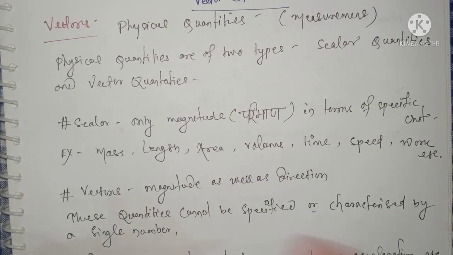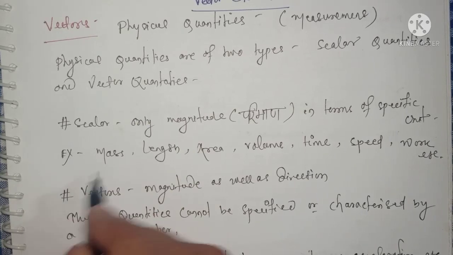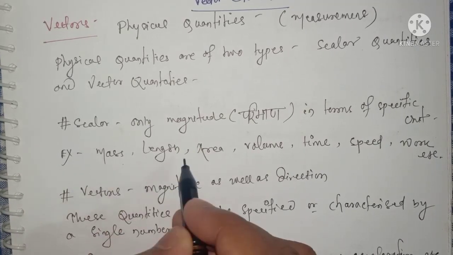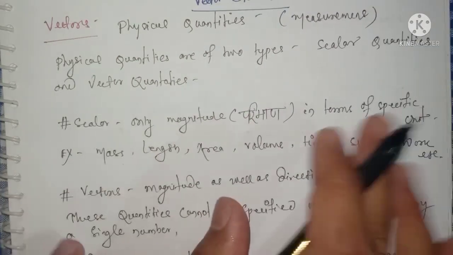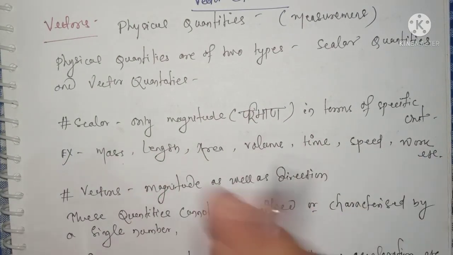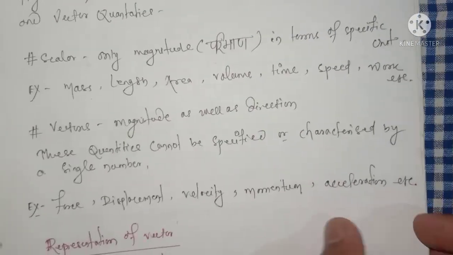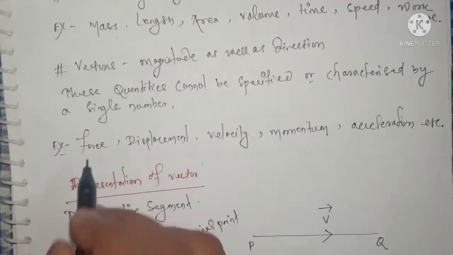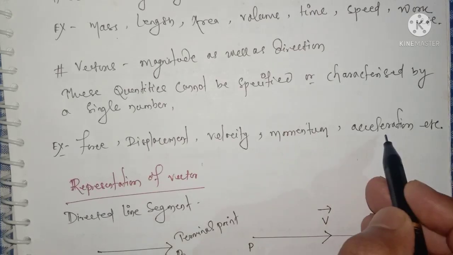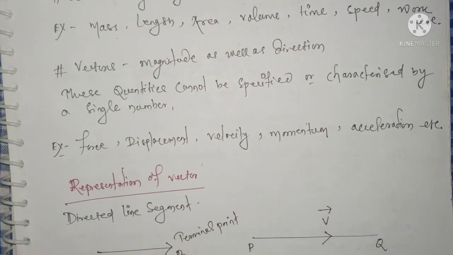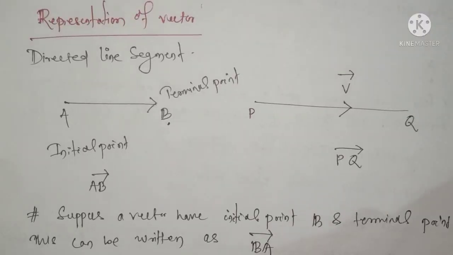And here are examples of scalar quantities: mass, length, area, volume, time, speed, etc. And the vector quantities examples are force, displacement, velocity, momentum, acceleration, etc. Okay students, now we will discuss representation of vector.